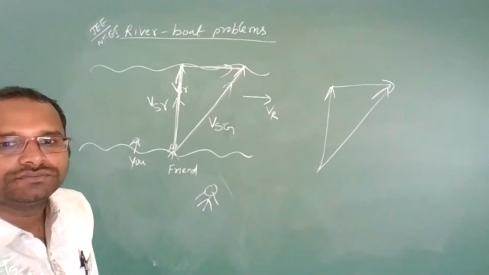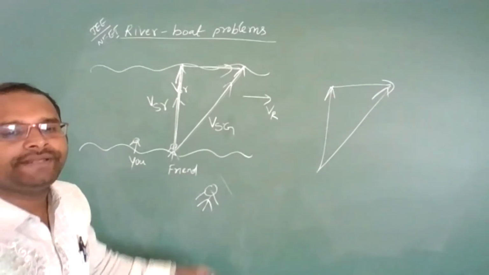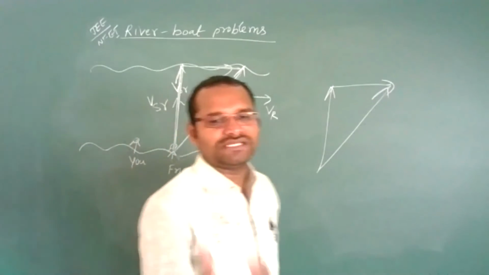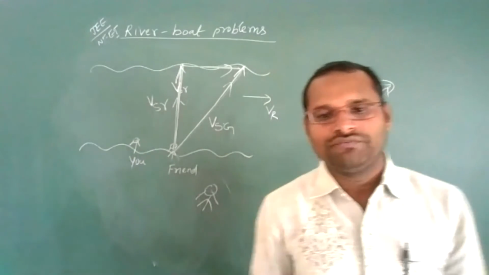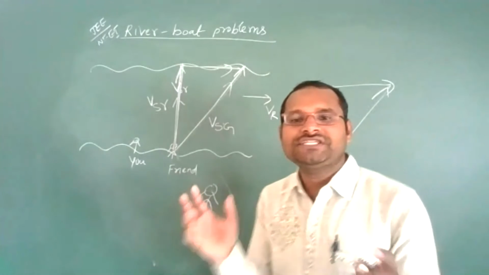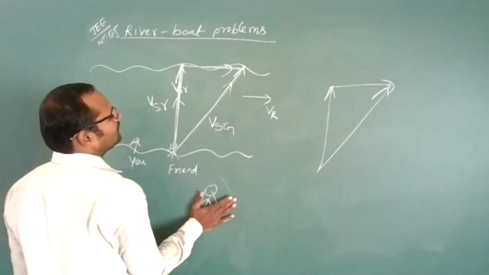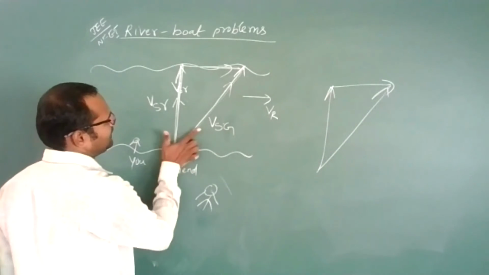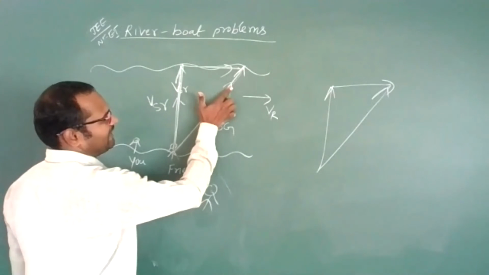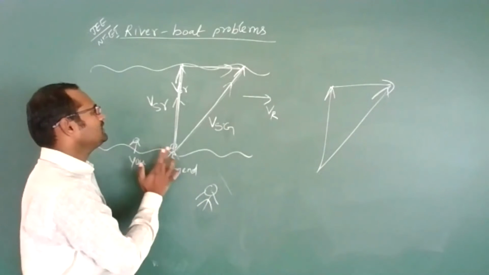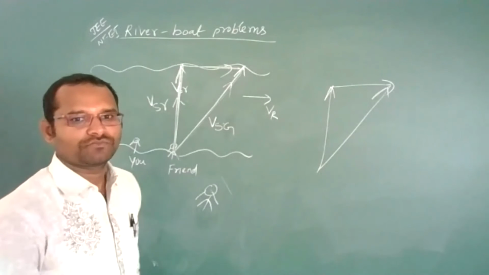Still any doubt on this point? Which is the velocity of swimmer with respect to river? Which is the velocity of swimmer with respect to ground? With respect to ground means from which frame we are seeing. I am seeing from the ground. For me, this swimmer appears to be moving like this, whereas for you, since you are also swimming, he appears to be moving like this.